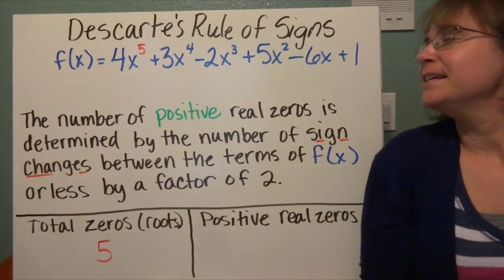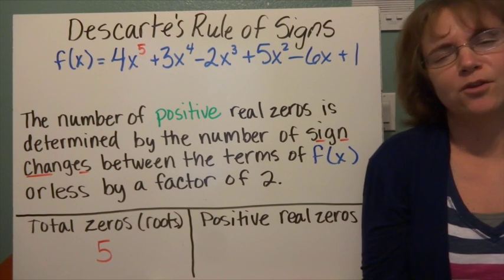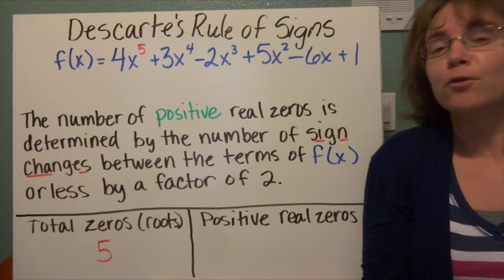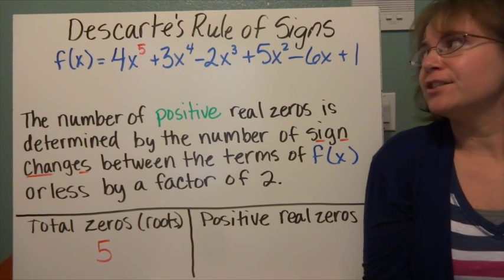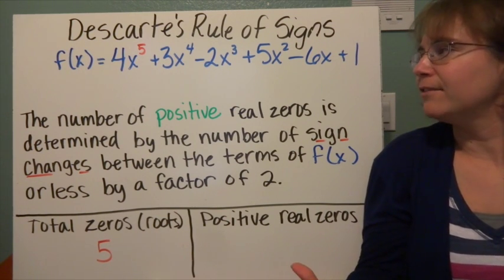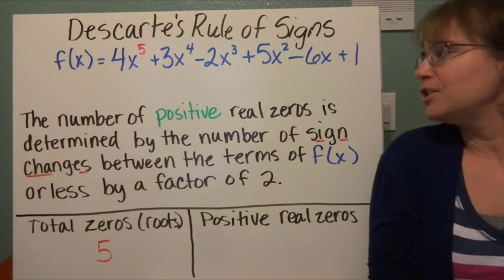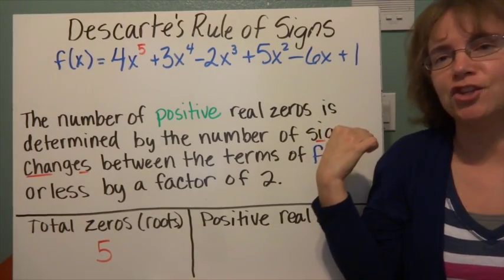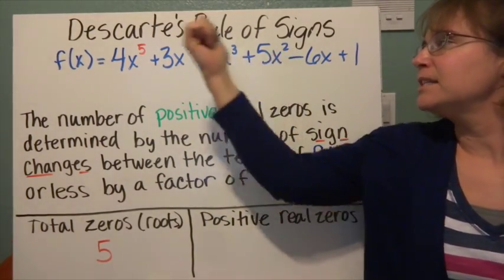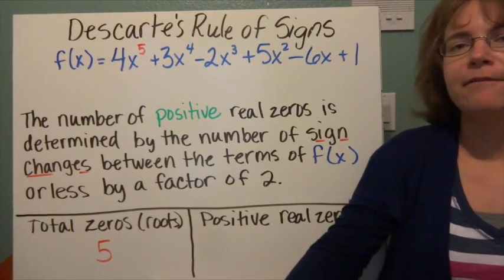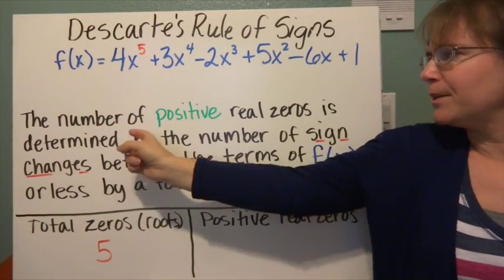Descartes' rule of signs. Now, Descartes' rule of signs kind of helps us determine the nature of the roots, whether they're going to be positive or negative or include imaginary numbers. And he did a lot of research on what those polynomials would behave like and found that the number of positive real zeros is determined by the number of sign changes between the terms of f of x. So it's either that number or down by a factor of 2. So you keep subtracting 2. So let's look at what that means.